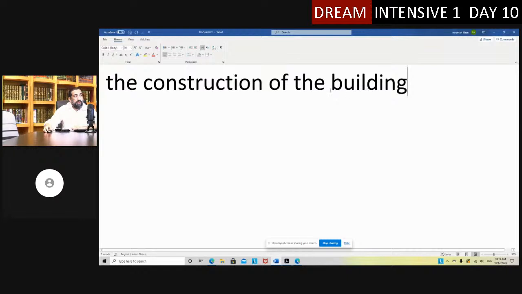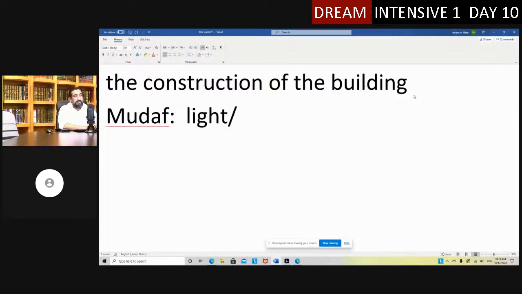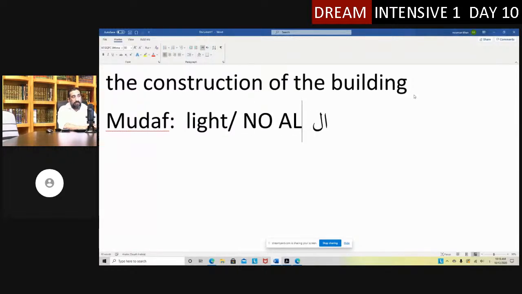Now, when you convert this to Arabic, the construction part, which is called the mudaf, you have to do two things to it. You have to make sure that it's light and it does not have the al. It cannot have the al. This guy. It can't have it. But it does in English. It's right there. But you can't have it in Arabic. Now, if you don't know what light is, that means you don't remember the properties of the ism. So you got to watch the first two videos, first two or three.